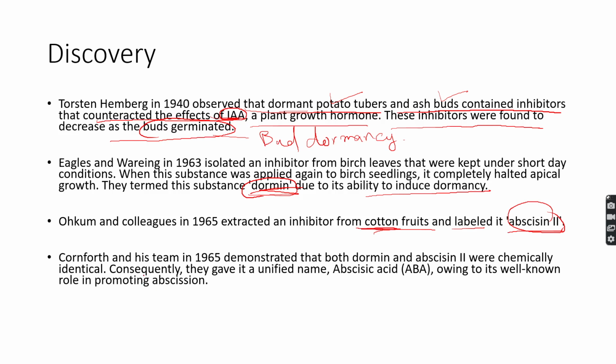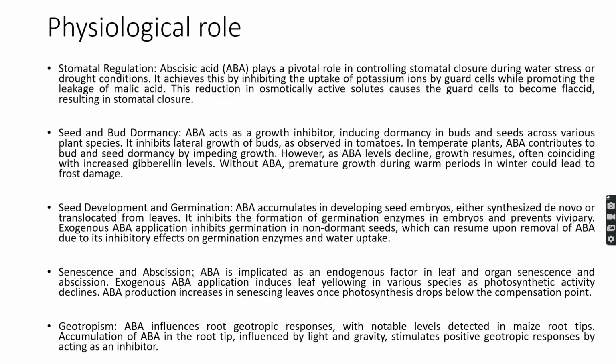Cornforth and his team in 1965 demonstrated that both dormin and abscisin II were chemically identical, and consequently they gave it a unified name, abscisic acid or ABA, owing to its well-known role in promoting abscission. So this is basically the discovery of abscisic acid.